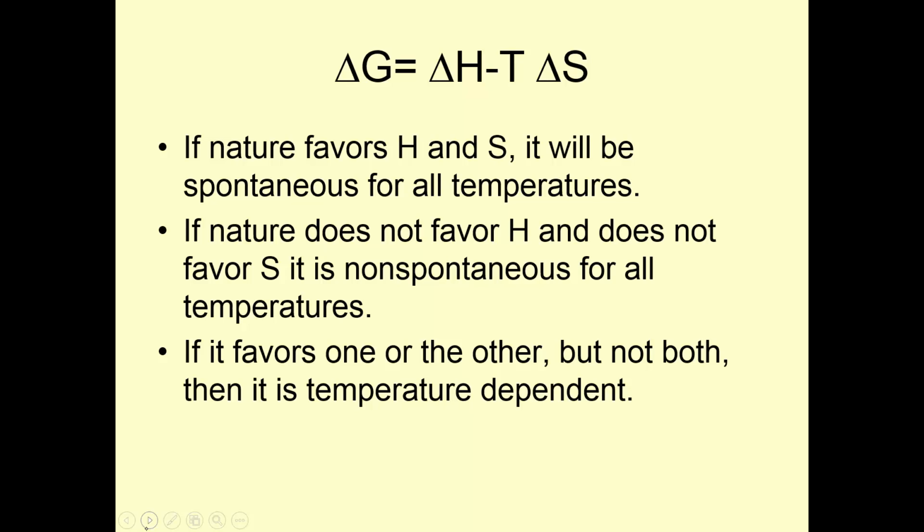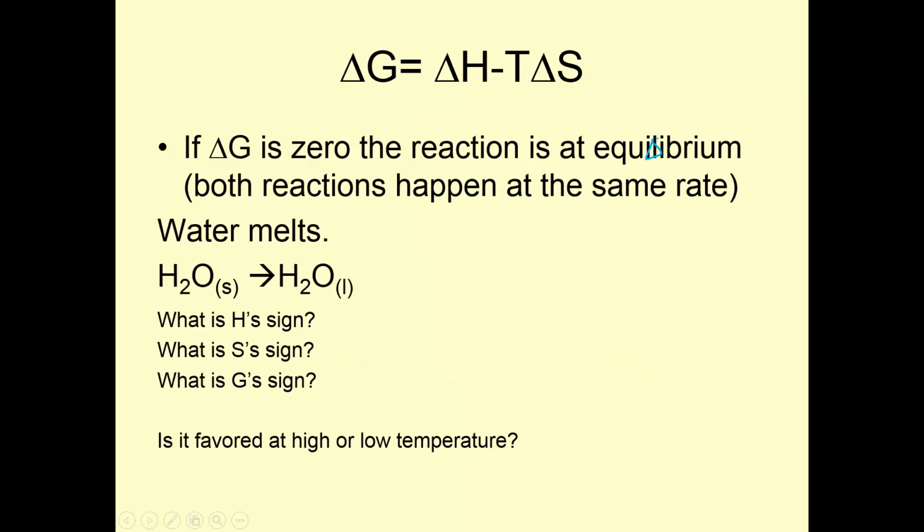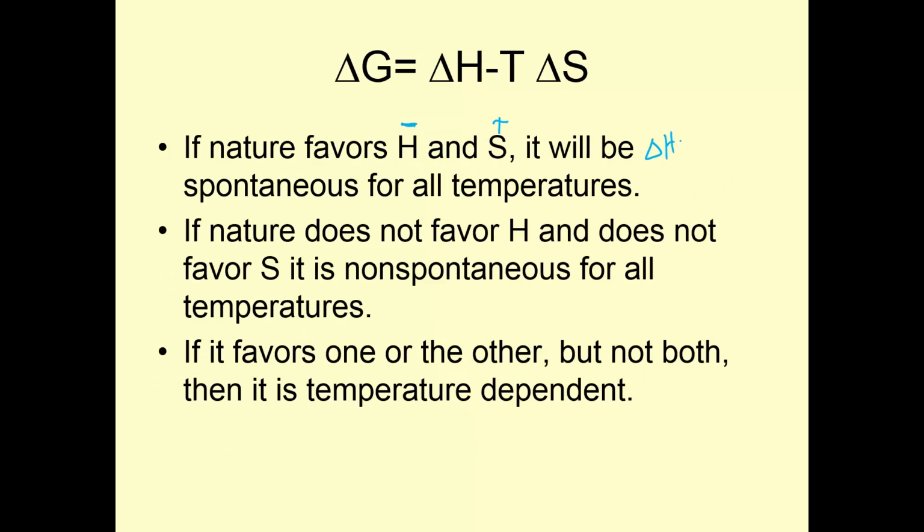Delta G equals delta H minus T delta S. If nature favors H and S, it will be spontaneous at all temperatures. Remember, nature favors H when it is negative and S when it is positive. So nature favors delta H as negative, delta S is positive. So this means it is spontaneous, and delta G is negative.